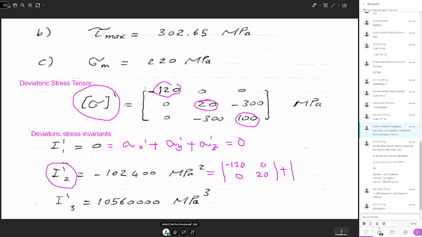Then I take this 2 by 2 matrix. So 20, negative 300, then negative 300, 100. Okay, so the third one, we take this one, this one, this one, and this one. So negative 120, 0, 0, 100. So if you evaluate these 2 by 2 determinants, you will get the second deviatoric invariant. So please calculate and check whether you get this number or not. And the unit is important, it is megapascal square.